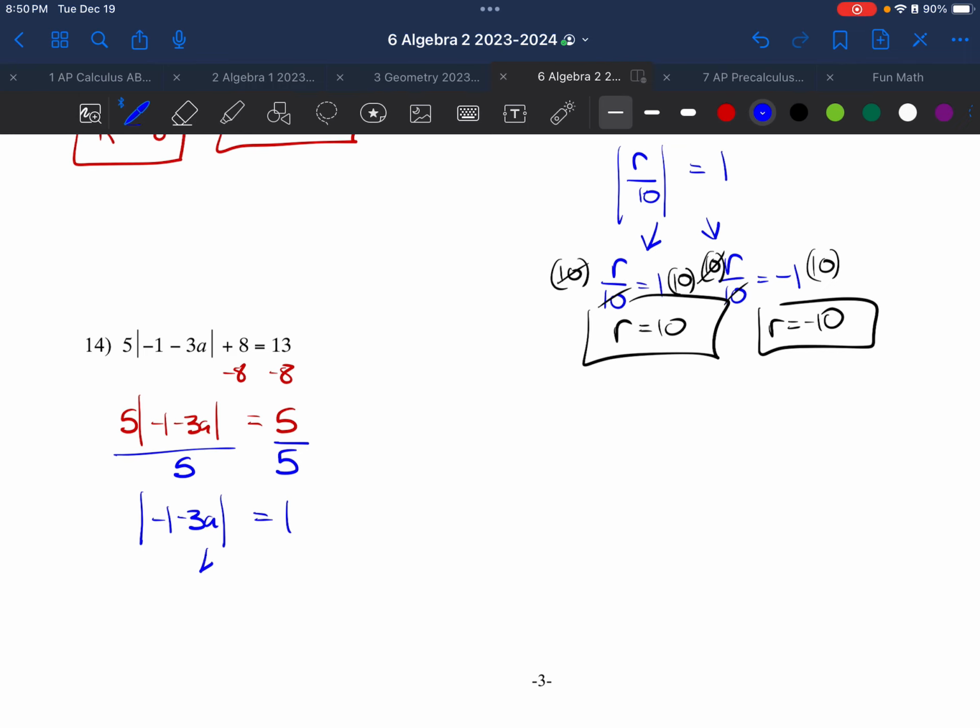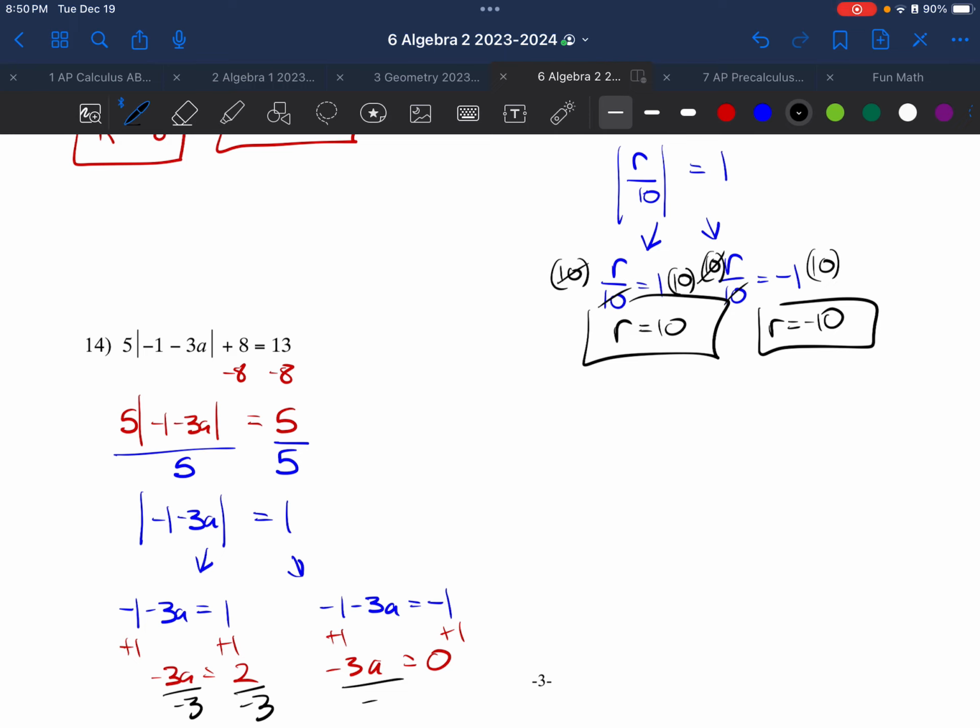From here, you're going to separate this into 2 equations. The first equation, drop the absolute value symbol, and we get negative 1 minus 3a. That's going to be equal to 1, and then drop the absolute value and get negative 1 minus 3a. That's equal to negative 1. From here, we're going to solve each of these the exact same way. Add 1 to both sides. And that's going to be negative 3a is equal to 2, or negative 3a is equal to 0. And then divide by negative 3 on all of these. And you are done, leaving a is equal to negative 2/3, and a is equal to 0.